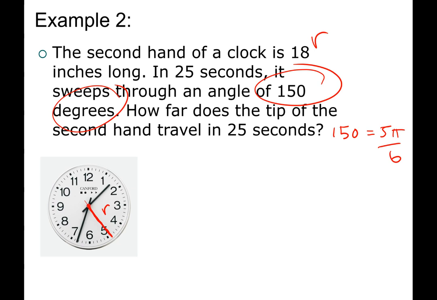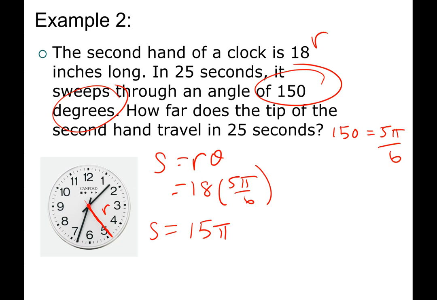Again, whatever you have to do to get that conversion, do it. So S is going to be equal to R theta, which is going to be 18 times 5 pi over 6. 18 divided by 6 is 3. 3 times 5 pi is 15 pi. So S equals 15 pi, and we are again in inches.